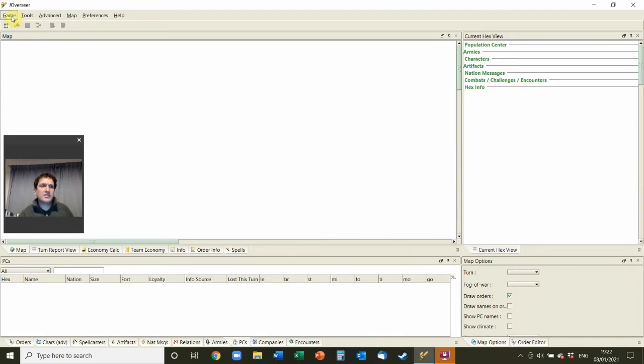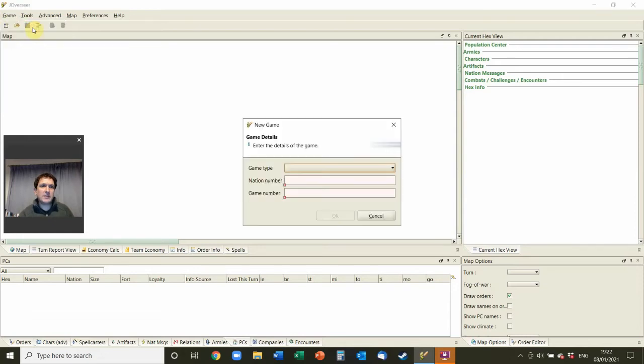Now, to start a game, you just go up to the Game menu and click on New Game. All you have to do there is select which particular version of the game you're in. If you're starting out your first game, it's probably going to be 1650. Then the number of your nation, so 10 for Noldo, 1 for Woodman, whatever it is. So we might put in 10 for Noldo. And then the game number.